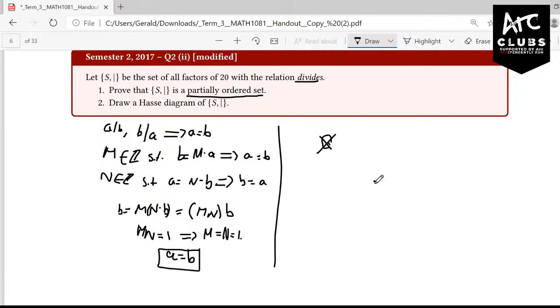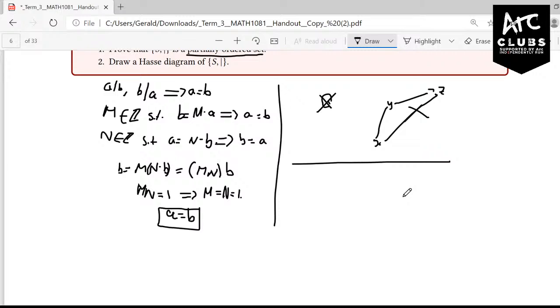And if we know that x goes to y and y goes to z, we don't draw a line from x to z. We don't do that as well, because reflexivity and transitivity are assumed.